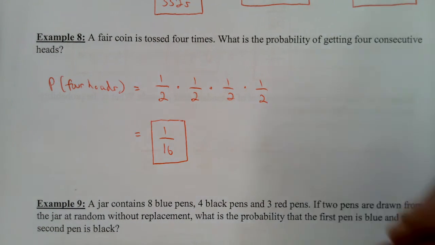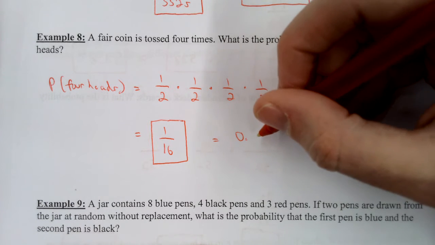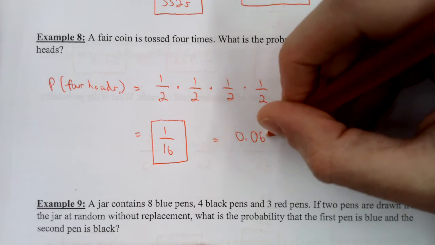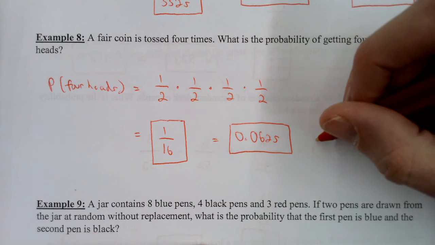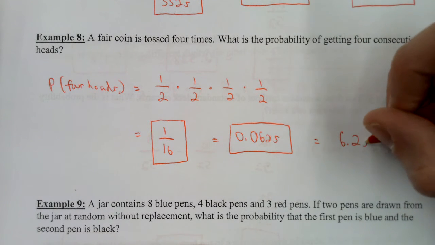As a decimal, it's exactly 0.0625. As a percent, it's exactly 6.25% chance of happening.